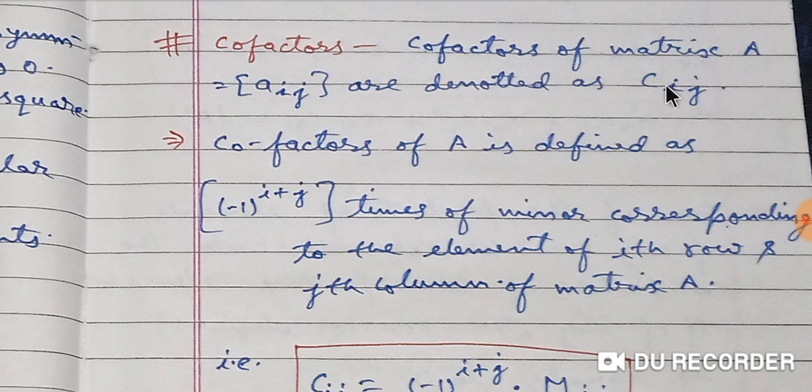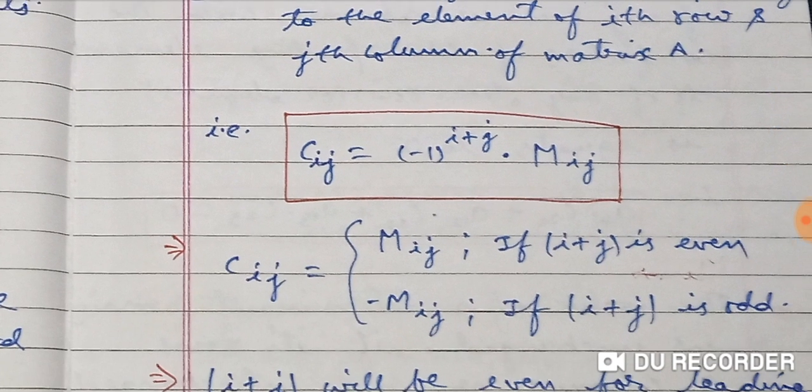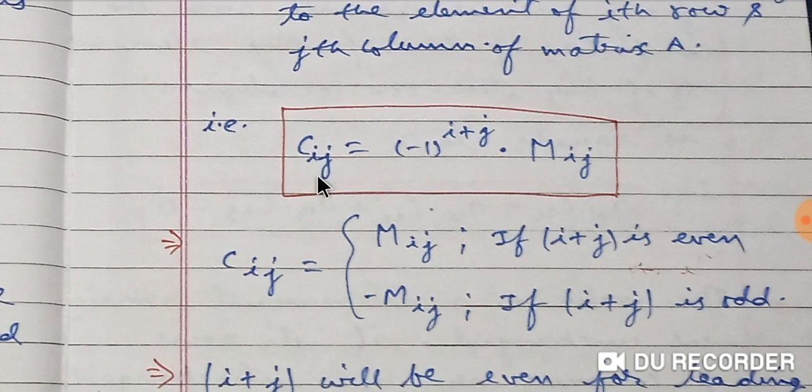Now the cofactor is defined as (-1) to the power I plus j times the minor corresponding to the element of the ith row and jth column of matrix A. Mathematically, we can write Cij equals (-1) raised to the power I plus j, multiplied by Mij. So when we have to find the cofactor of any given element of a square matrix, we just have to find the minor of that element.